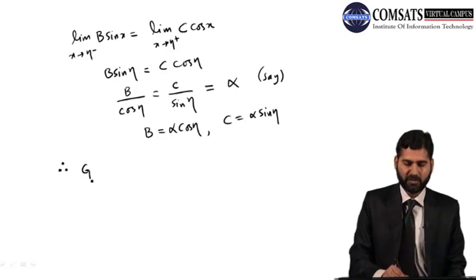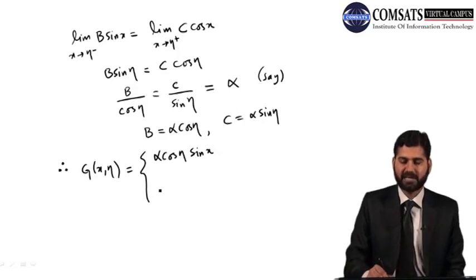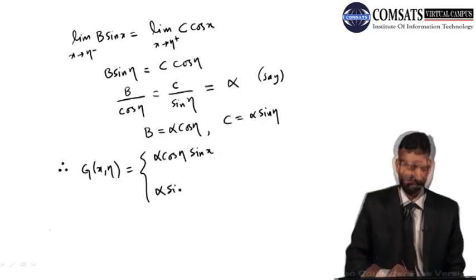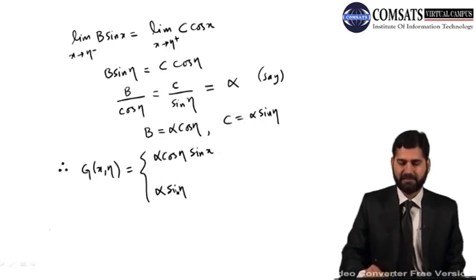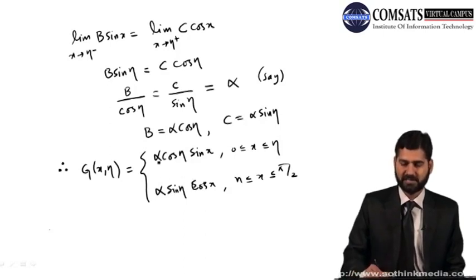All right. So therefore, g(x, eta) takes the form. Our Green's function took the form b sine x, and second, c cosine x. So b is alpha cosine eta, and c is alpha sine eta. So this is the form our Green's function takes. All right, so this is the new form.